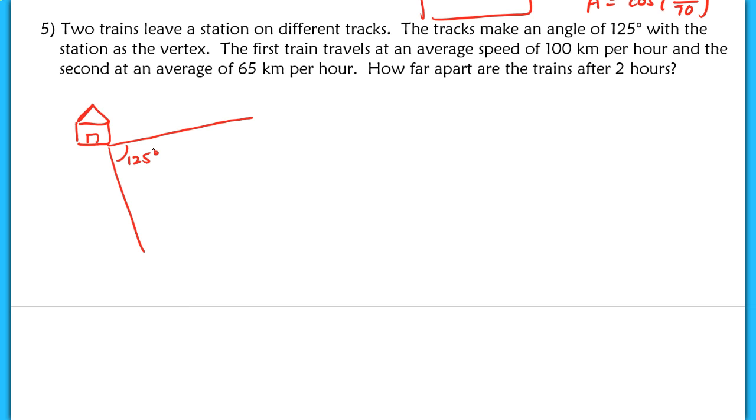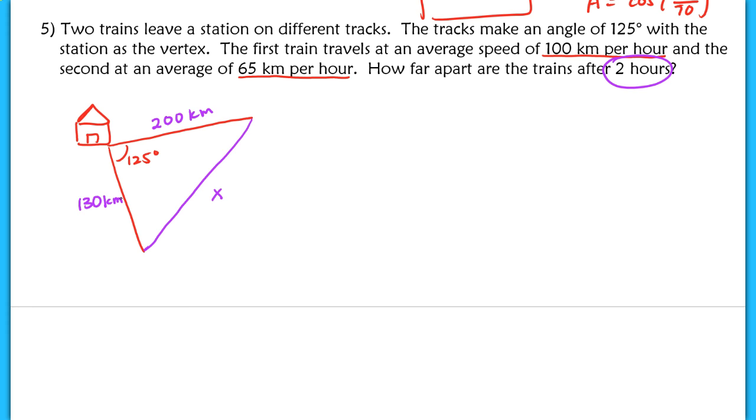Now the first train travels at an average speed of 100 kilometers per hour. The second train at an average of 65 kilometers per hour. How far apart are the trains after 2 hours? If we're asking how far apart the trains are, we're actually looking for this segment length here. So I'm missing this segment, which means I need to know the 2 segment lengths here. Since they are traveling for 2 hours and they are traveling at 100 and 65 kilometers respectively per hour, then this segment here could be 200 kilometers, since they've traveled the full distance of 200 kilometers after 2 hours. And for the other guy, we've only traveled 130 kilometers.